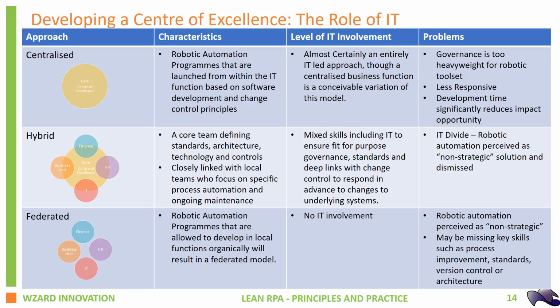The hybrid approach then provides a core team defining the standards, the architecture, the technology and the controls. And the local teams focus on specific processes and the ongoing maintenance. The level of IT involvement provides mixed skills, including IT, to ensure fit-for-purpose governance, standards, and deep links with the change control to respond to advances and changes in the underlying systems. The hybrid approach is actually, in a way, to address the key problem of the IT divide, with robotic automation increasingly not seen as a purely tactical approach, but also having some strategic value too. The conclusion of this slide really is that the best hybrid approach is one that combines both business skills and technical skills in the right level.